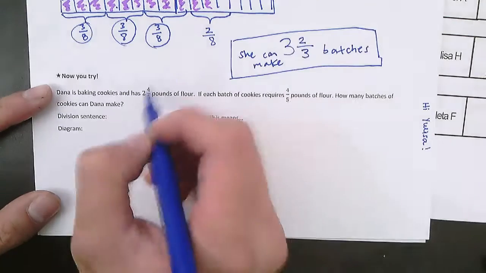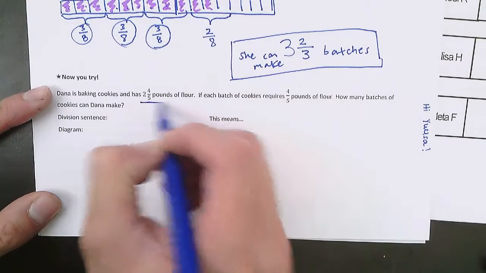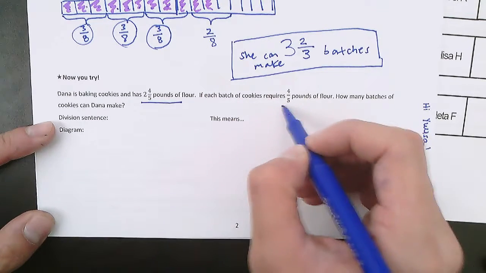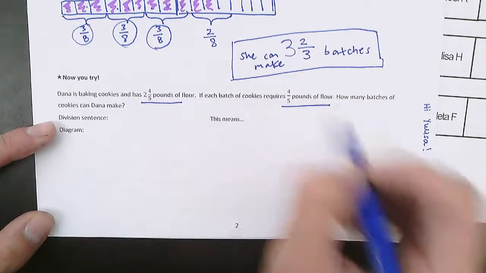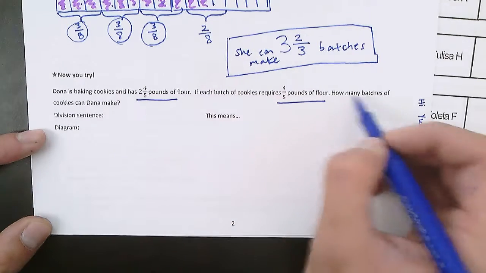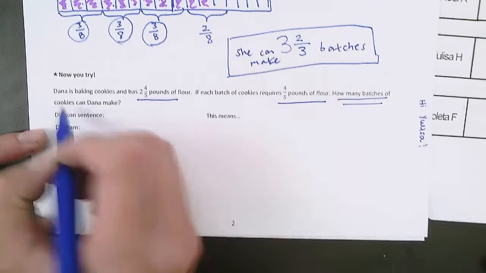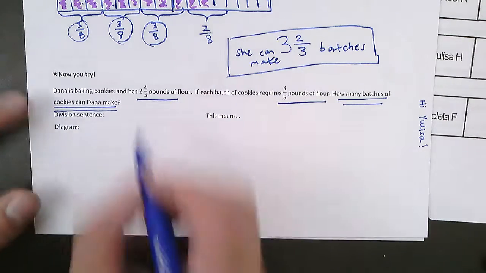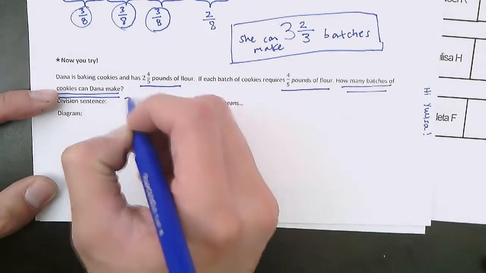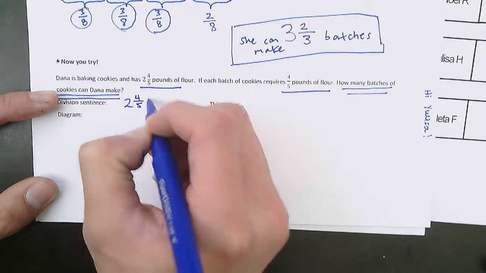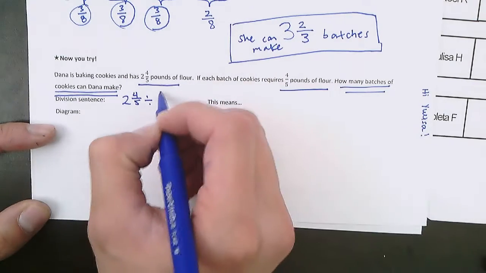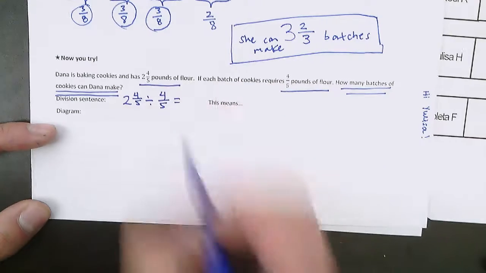Donna is baking cookies and has 2 4/5 pounds of flour. If each batch of cookies requires 4/5 pounds of flour, how many batches can she make? We're trying to find how many batches she can make. Our division sentence: we are dividing 2 4/5 pounds of flour into batches that each require 4/5 pounds.